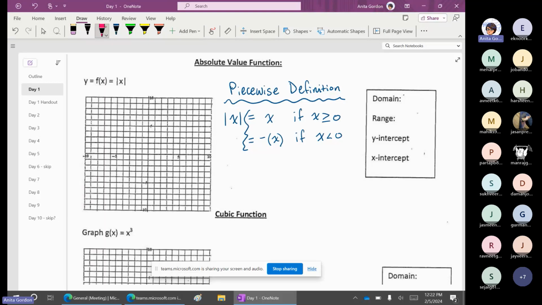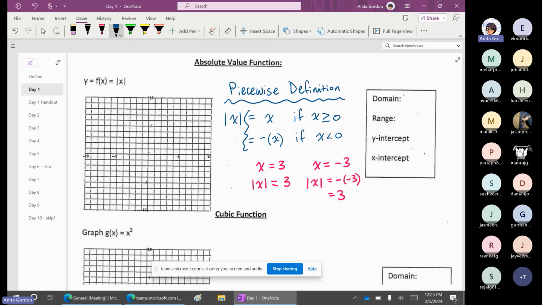Okay, so if x equals 3, then the absolute value of x is 3. But if x equals negative 3, then the absolute value of x is positive 3. So it ends up being positive every single time. Whatever is inside the absolute value brackets will always come out positive. So essentially what that means is y is going to be positive in this case.